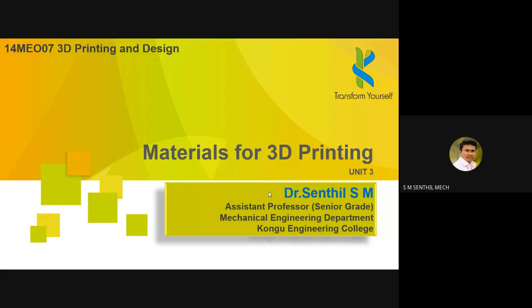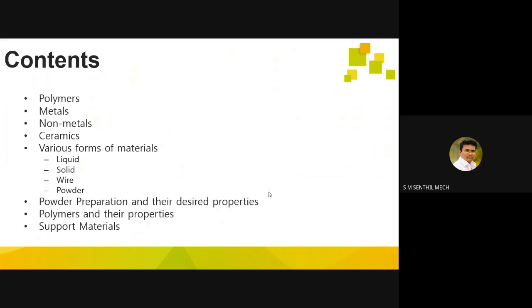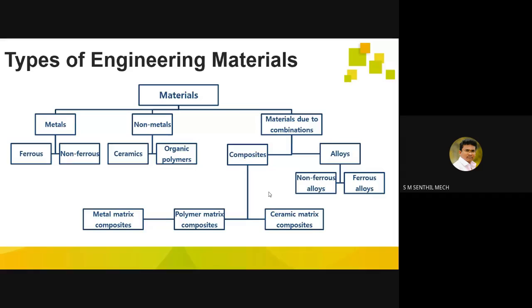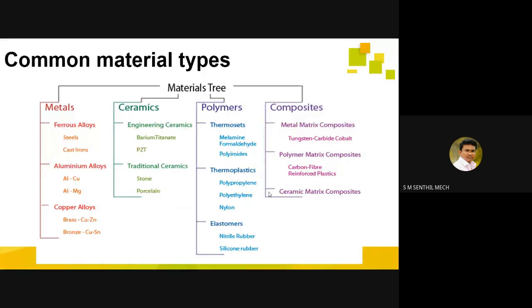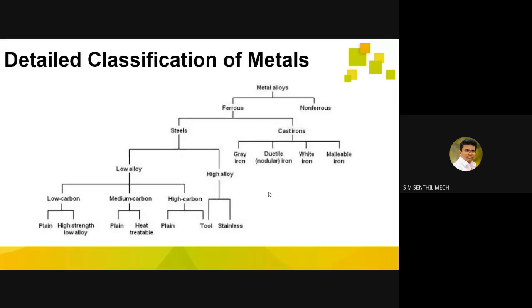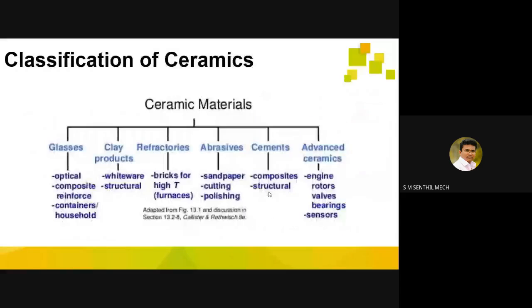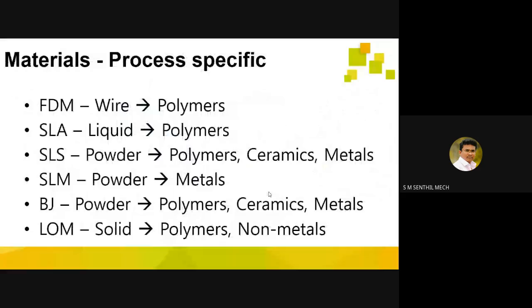So we are discussing the materials that are used for 3D printing. So far we were discussing the variety of materials used in engineering, in particular in 3D printing, that is metals, polymers, ceramics, composites. And materials are always process specific, as we have already seen.